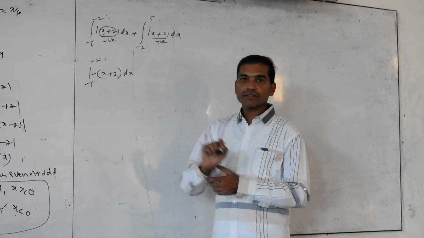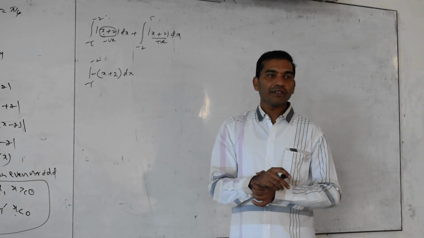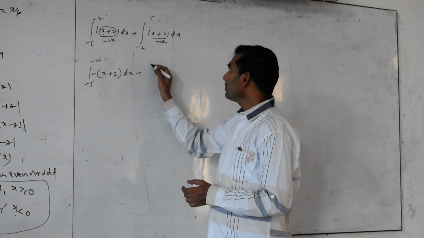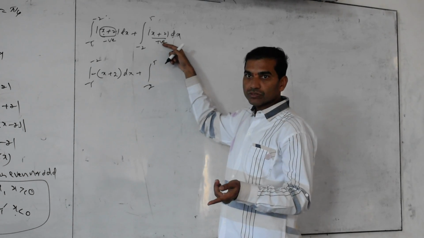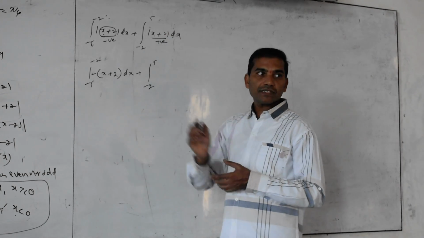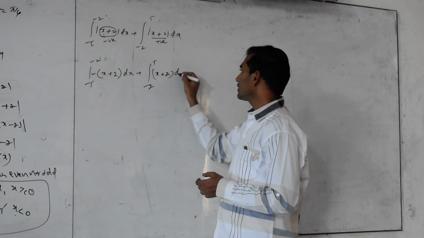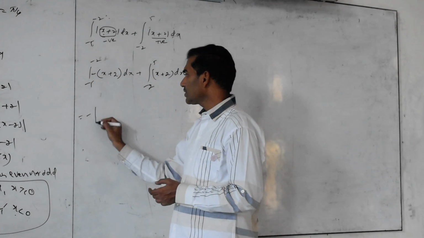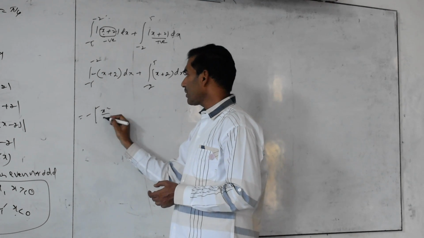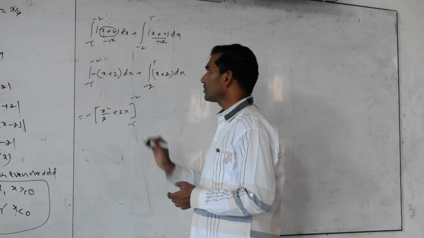See, no mod. Then we can find the integration easily. Plus, minus 2 to 5, the mod of x plus 2 inside is positive. If it is positive inside, the mod x is x, where x means x plus 2, dx. Okay, finished. Integration here: minus of x squared by 2 plus 2x, limits minus 5 to minus 2.